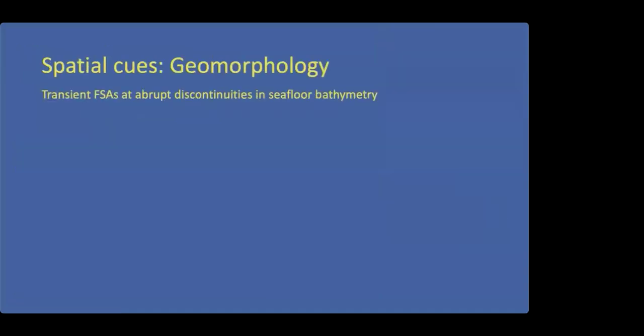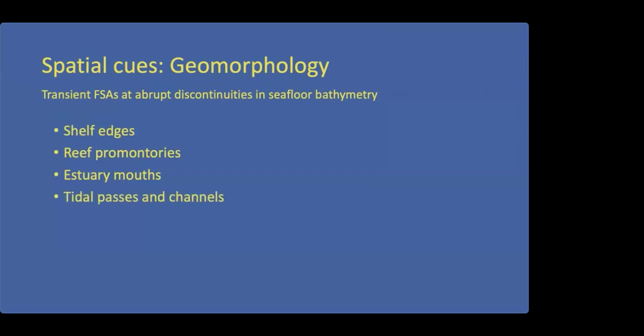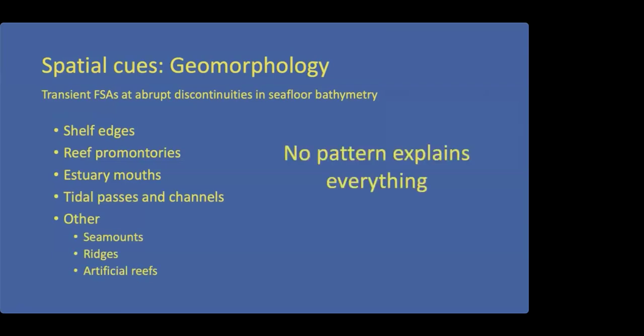In addition to temporal cues, we're also going to see spatial cues, specifically looking at geomorphology. Transient fish spawning aggregations tend to occur at abrupt discontinuities in the seafloor bathymetry. Shelf edges, reef promontories, estuary mouths, tidal passes and channels, and other areas that include seamounts or ridges and artificial reefs. No pattern explains everything.